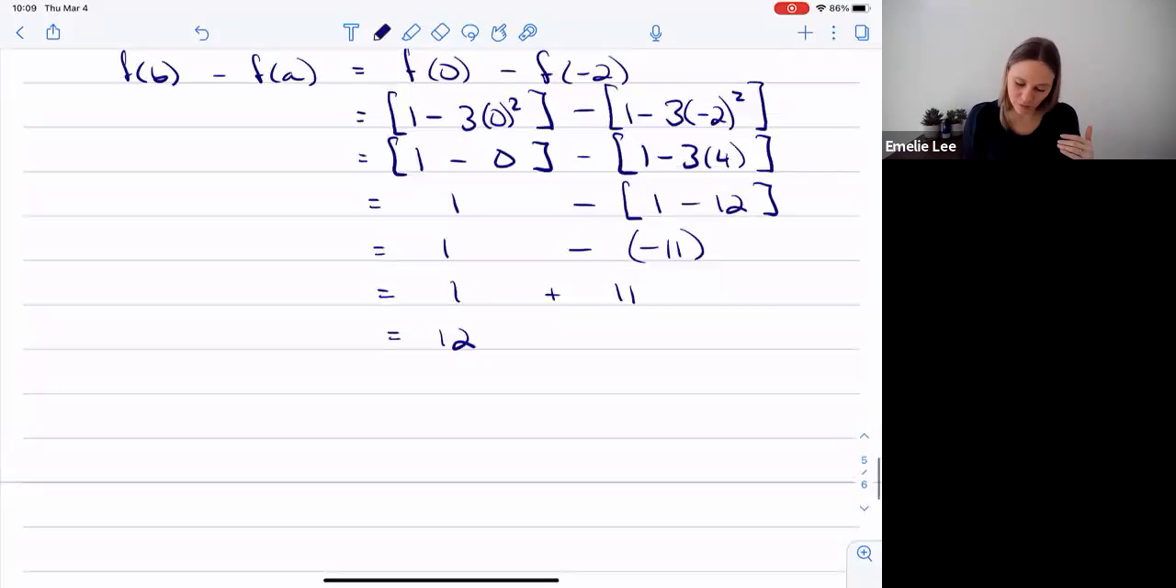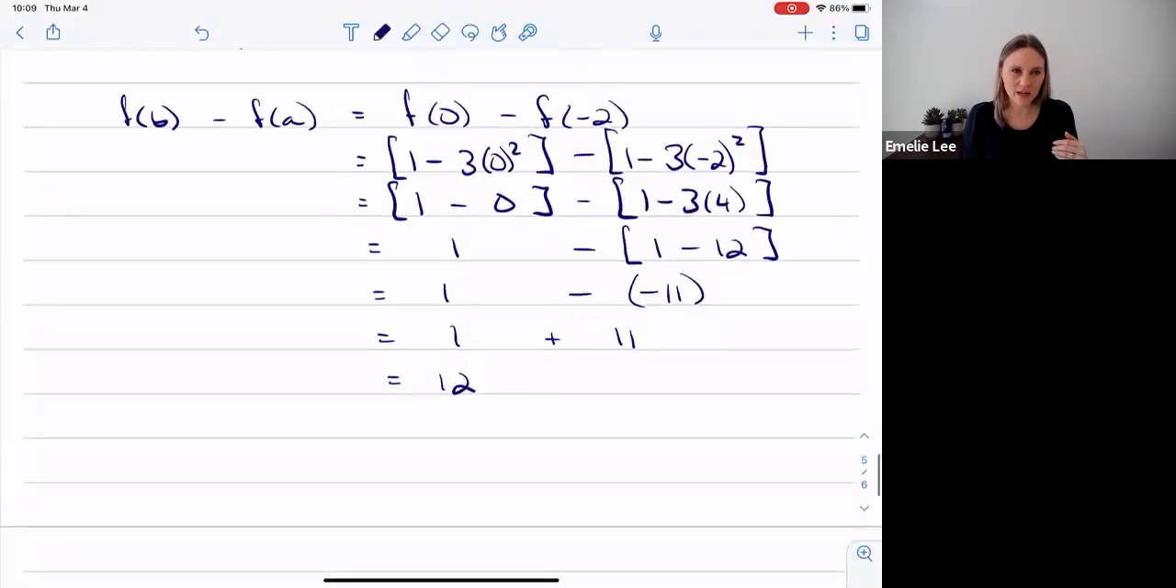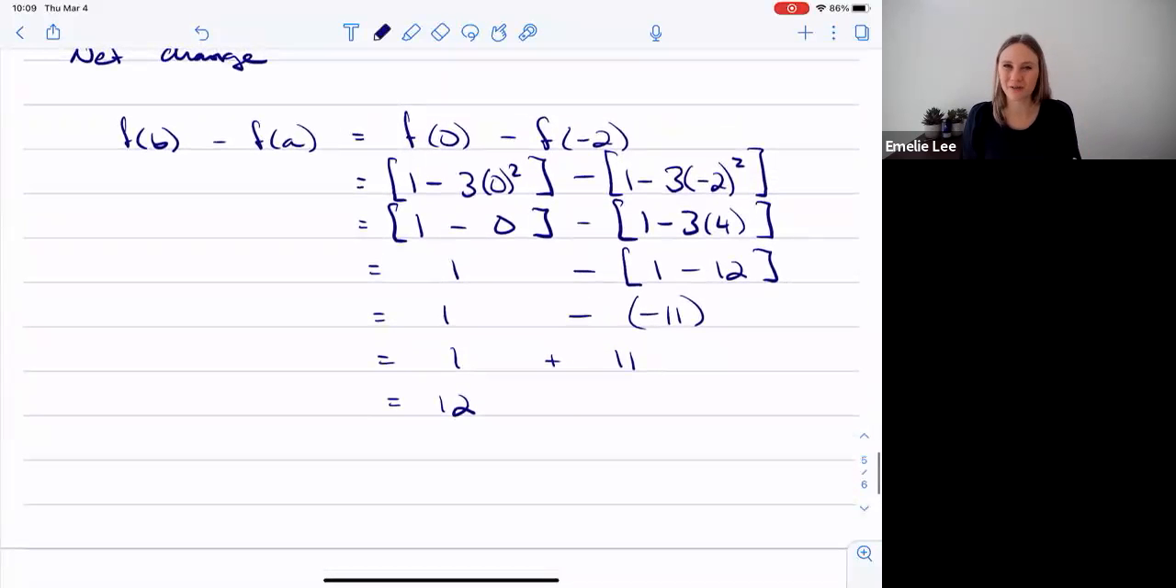So my net change is 12, which means my function is going to be increasing from an output of 1, or sorry, decreasing, I guess, in this case. F of b minus f of a, sorry. This is my output at the later point. So 1 is my output at b, which is my second point. Negative 11 is my output at the first point, a. So I go from negative 11 up to 1, making it a net change of 12.